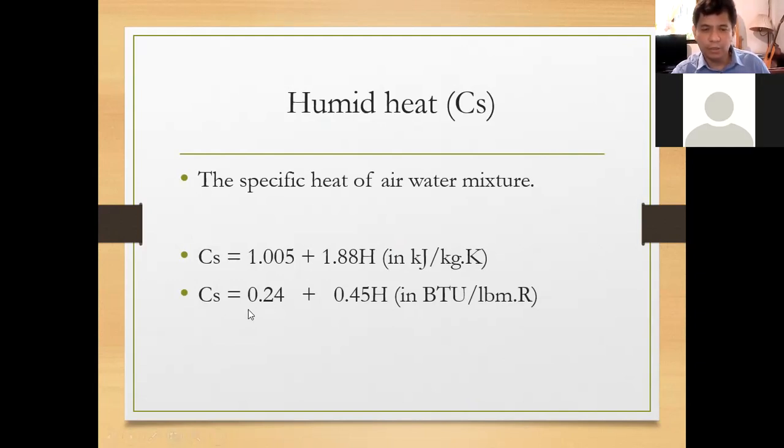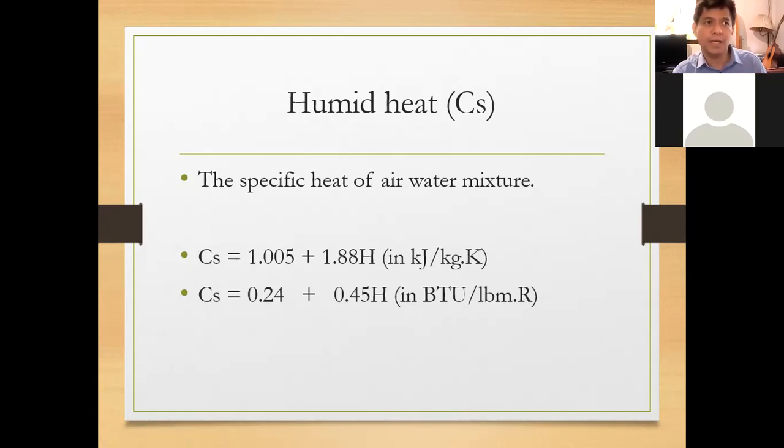And then sa English is 0.24 kasi 'di ba this is BTU per pound mass per Rankine. So 0.24 plus 0.45 times humidity. Okay, any question regarding CS? This is a specific heat of the air, of the dry air. No, of the air pala, sorry, of the air. Pero yung unit niya, kilojoules per kilogram dry air. Pero this is the specific heat of the air.